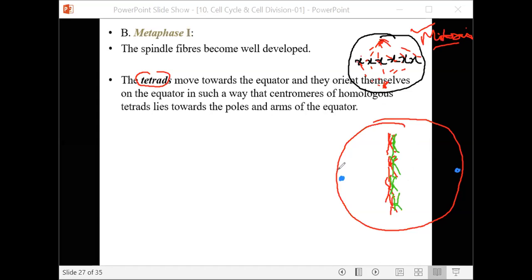From here, they will bind to these centromeres. The same comes like this. All of you are with me till here? So they are a tetrad. Getting the point, tetrad? Two sets of chromosomes are there, so four chromatids, okay? Next, what?